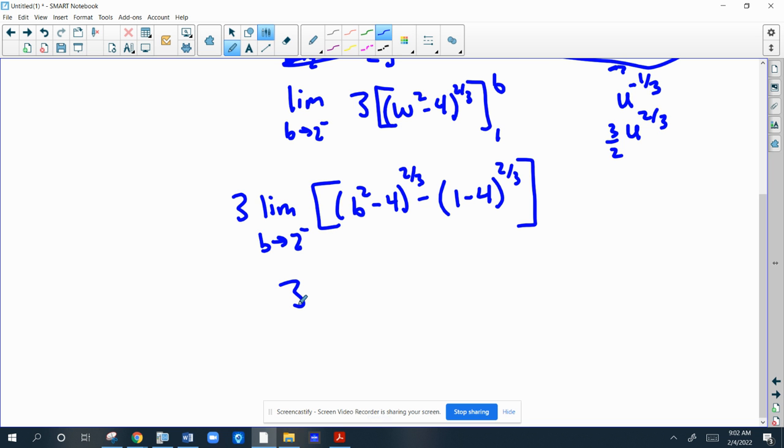And then if we get a limit, then it's the same as if b approaches 2 from the left or the right. So when you plug in 2, you're going to get 4 minus 4, which is 0. Nice. So we have 0. Minus 1 minus 4, which is -3, to the 2/3. Negative 3 to the 2/3, that gets a little scary.